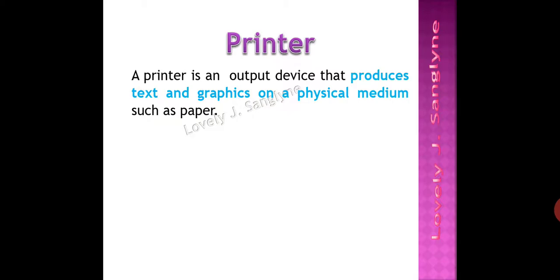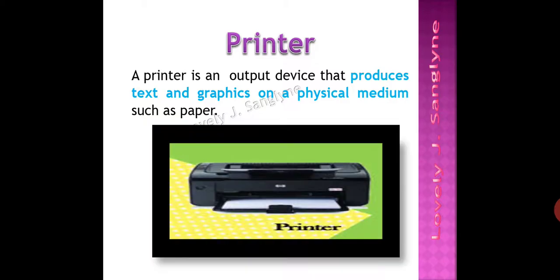A printer is an output device that produces text and graphics on a physical medium such as paper. So if we want to take a printout of anything, we can use a printer and print the text or the graphics on a physical medium such as paper.